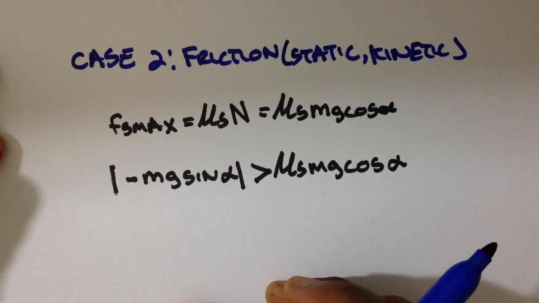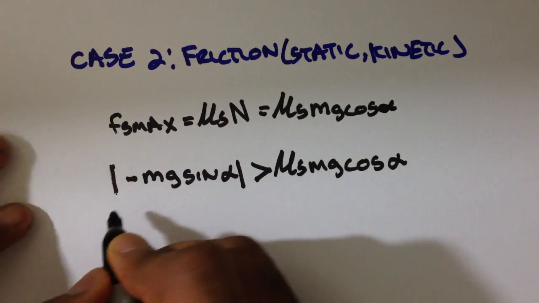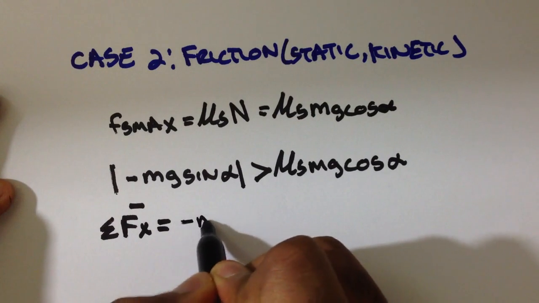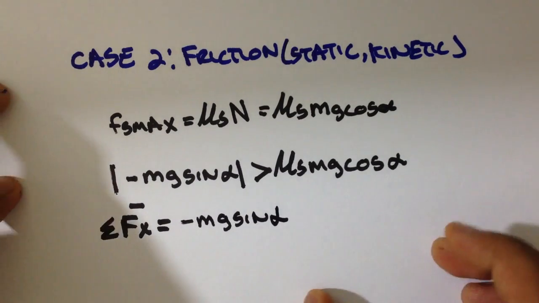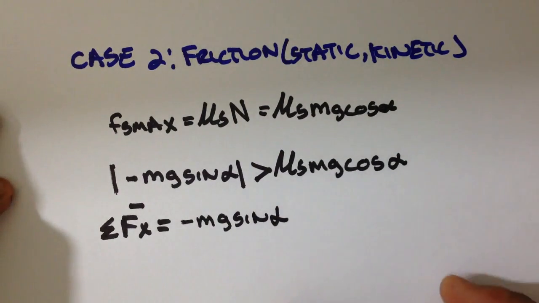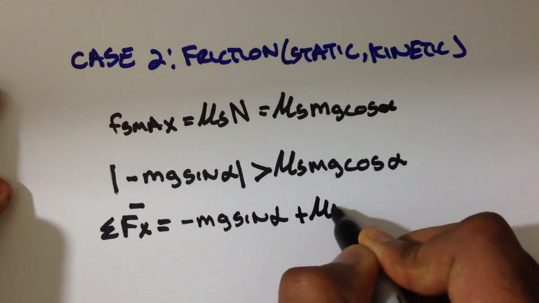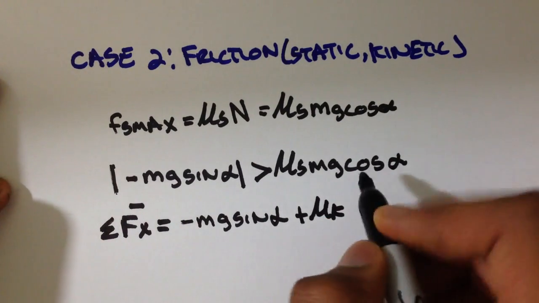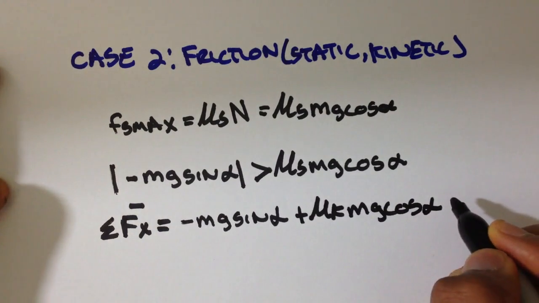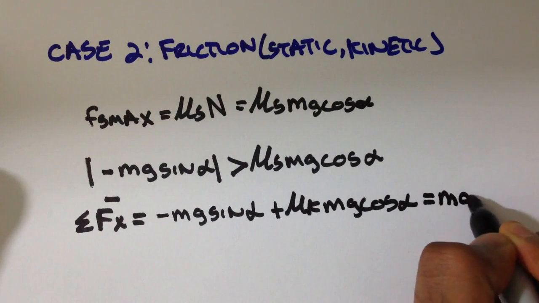So our sum of the forces in the x direction is equal to minus mg sine alpha, plus kinetic friction, which is positive because it is pointing up the ramp, and is given not by mu sub s, but now by mu sub k, the coefficient of kinetic friction, times the normal force, mg cosine alpha, equals, of course, mass times acceleration.